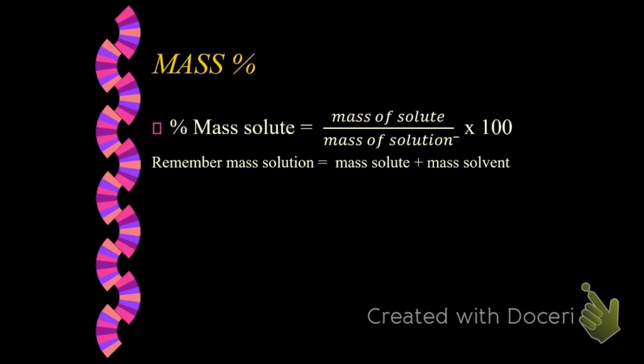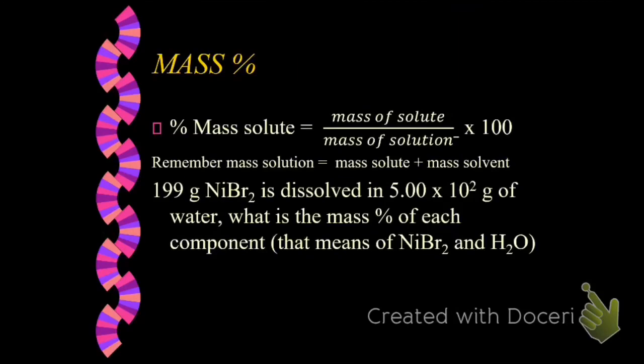So let's look at an example for this. I want to point out here, when it asks what is the mass percent of each component, they are not asking you for every individual element that is part of the formula. The components mean the solute and the solvent. So we're really just being asked what's the percentage of the solution that's a nickel 2 bromide and the percentage that is water. So let's first do the nickel 2 bromide.